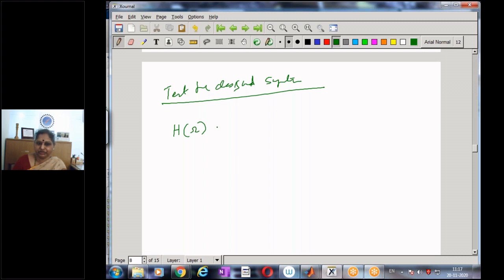We need to compute H of omega, because what is given to us as a design specification is H of omega, and for that we have tried to compute an impulse response. We have to check now whether the designed filter has the same response as what was desired. So let's take H of omega. And what is H of omega? We know that it is nothing but the Z transform at e to the power of j omega.